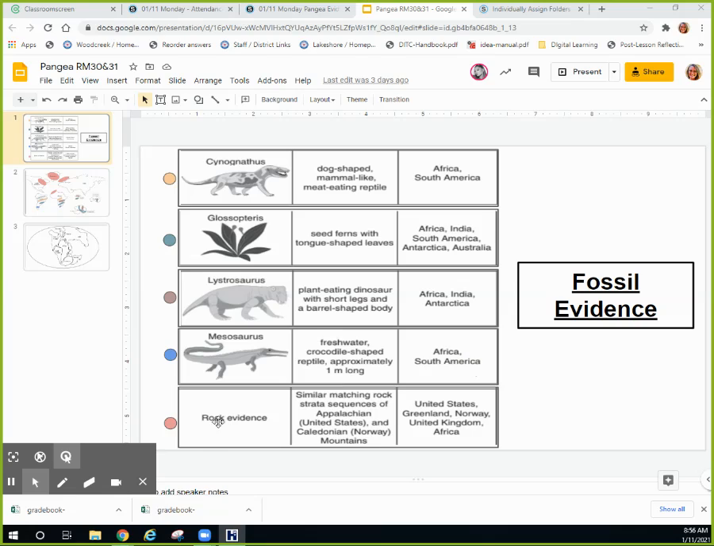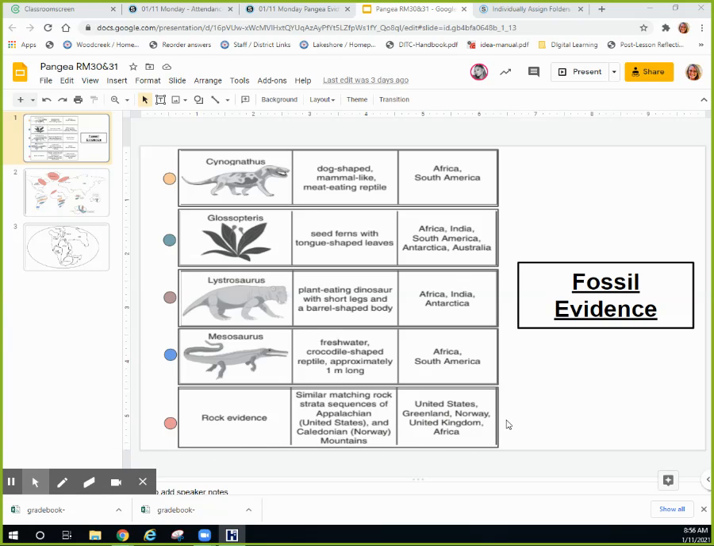And then they found a lot of rock evidence, which is similar matching rock strata sequences of the Appalachian mountains in the United States and the Caledonian mountains in Norway. And they found this rock evidence in the United States, Greenland, Norway, United Kingdom, and Africa. So there were several places where they found this rock evidence.